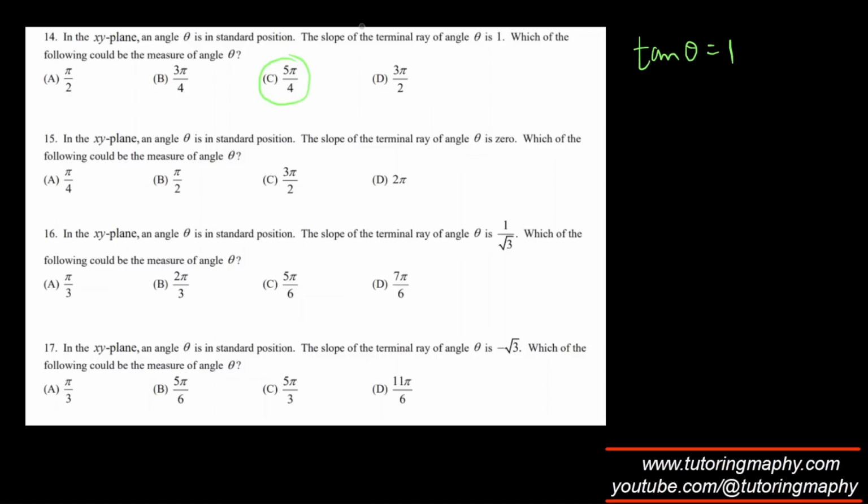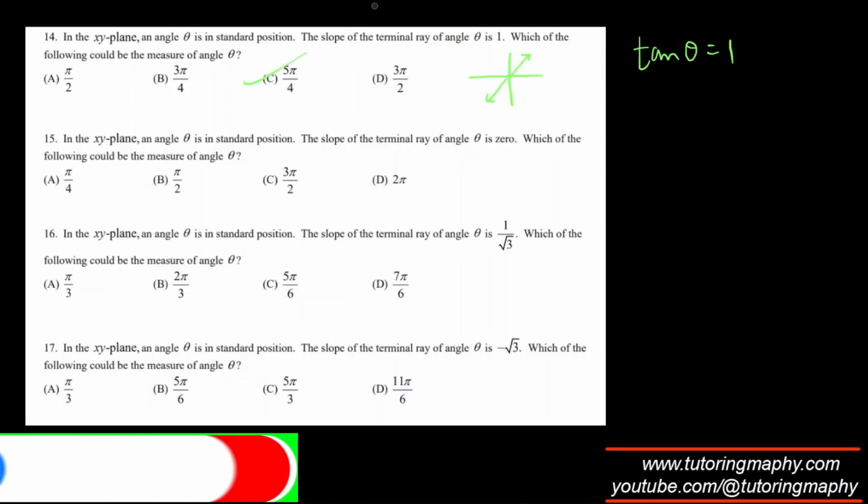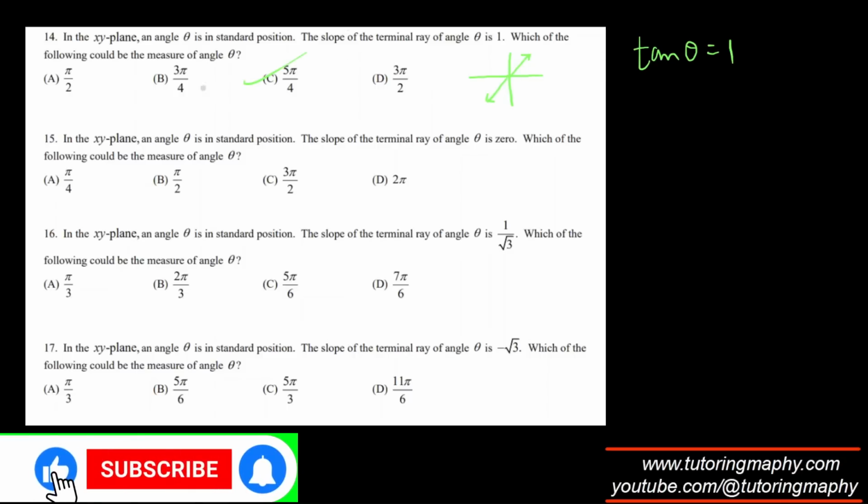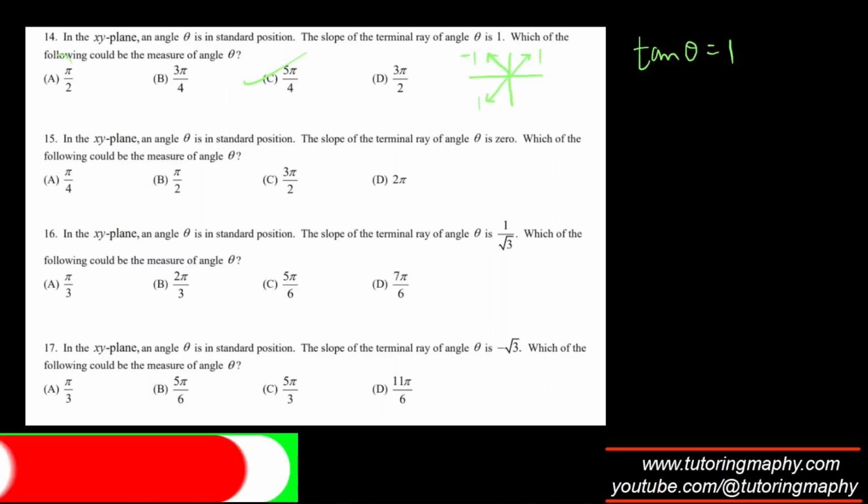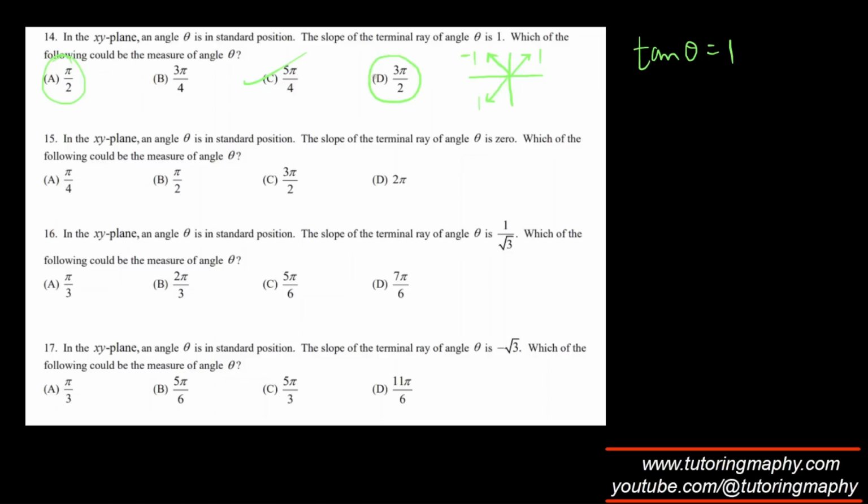Another way to think about this is 5 pi over 4 is in quadrant 3, right? 5 pi over 4 is here. And in quadrant 3, tan is positive. Tan of pi over 4 and tan of 5 pi over 4 both are 1. So the only option matching is option C. Tan of 3 pi over 4, 3 pi over 4 is here, is negative 1, right? So that's not the correct answer. And pi over 2 and 3 pi over 2 are just out of the way because these are undefined.